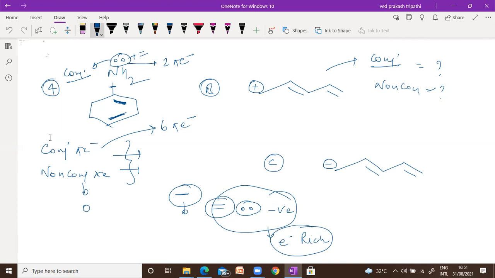Okay, now in B you can see double bond and this double bond and positive charge. This is also in conjugation, but positive has 0 pi electron. And this 2 double bond will give you 4 pi electron. So you can say conjugated will be 4 pi electron and a non-conjugated will be 0. Any doubt about B?